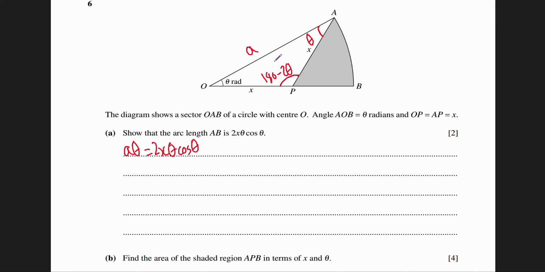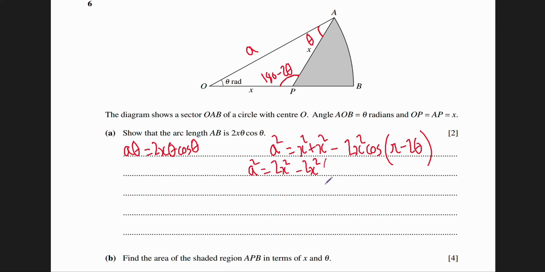So let's try it. How do we get A? Well, we can use the cosine rule, right? So we know A squared is equal to B squared plus C squared minus 2bc cos A, so x squared plus x squared minus 2 times x times x, cos, and now the angle here is 180 minus 2 theta. We're working in radians now, so 180 is actually equal to pi radians. So we have cos of pi minus 2 theta. Okay, so far so good. So now we have A squared is equal to x squared plus x squared, which is 2x squared, minus 2x squared, and now cos of pi minus 2 theta.